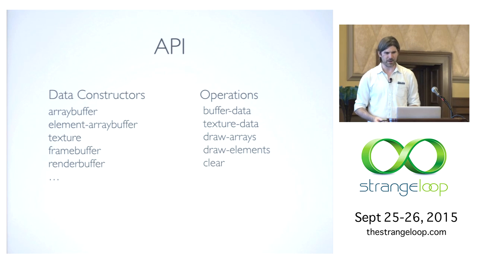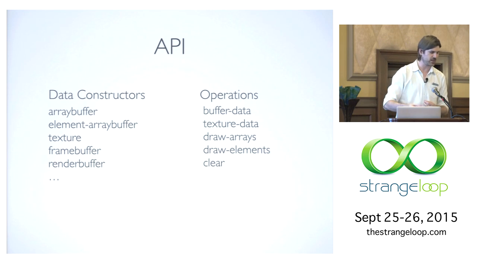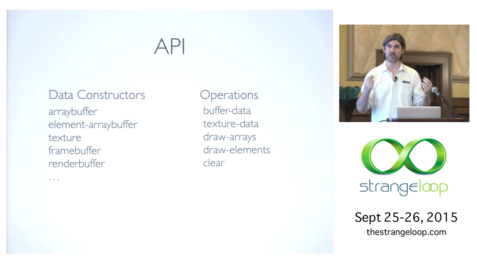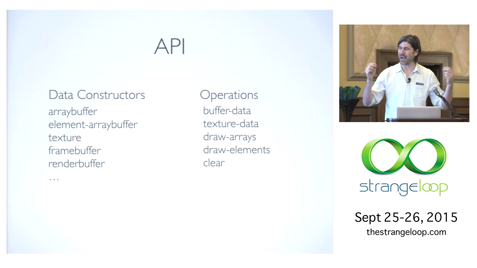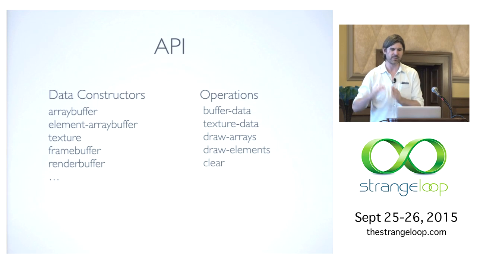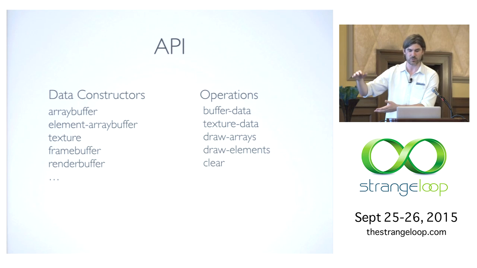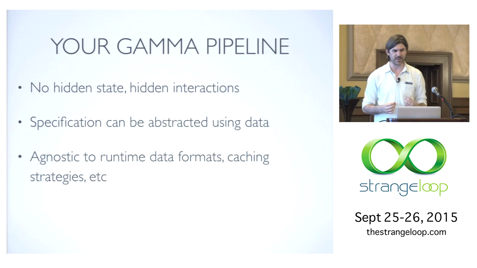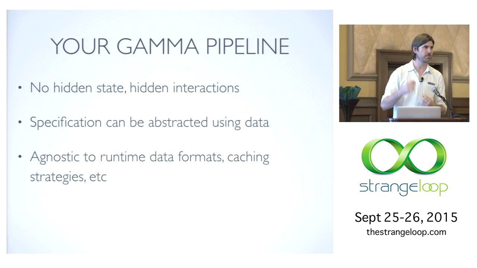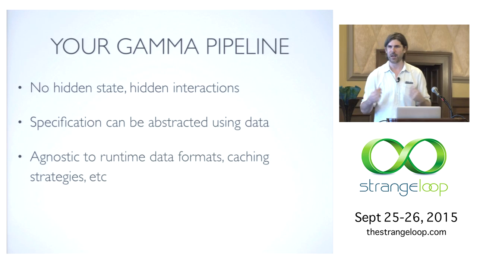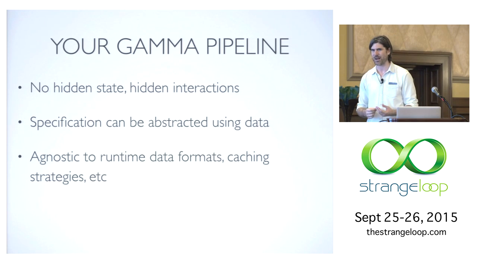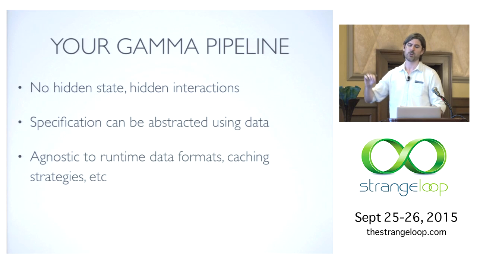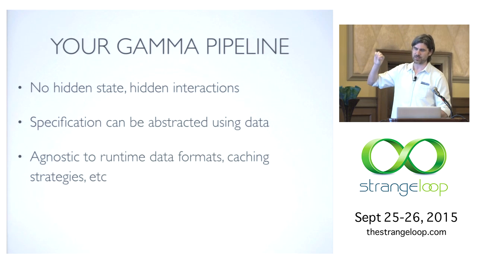And how the API ends up shaking out is you have a bunch of data constructors, which are similar to the GLSL stuff. They just generate data. You're not containing any runtime objects in there. And then you have these operations, which involve specifications using the data constructors, but when executed will end up changing the state. So the bottom line is no more hidden state, no more interactions. The specification can be abstracted using simple data. And we're agnostic to data formats, caching strategies, et cetera, by way of the pluggable model. And that will let you hit these different positions in the trade-off space.